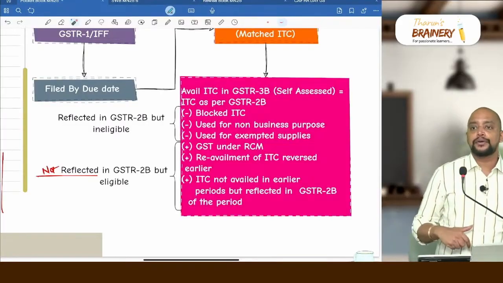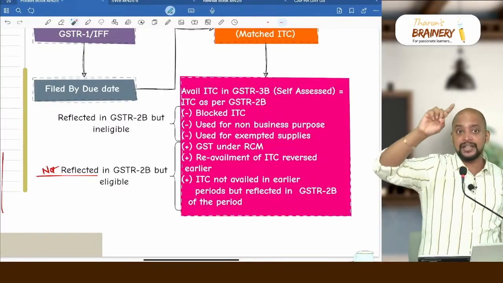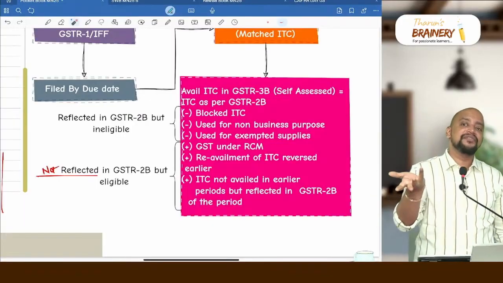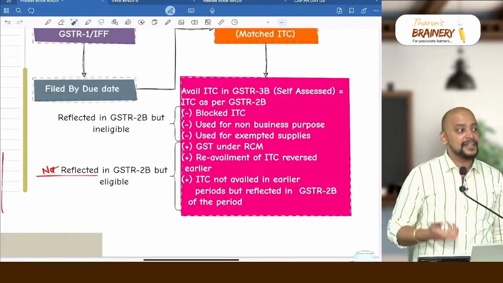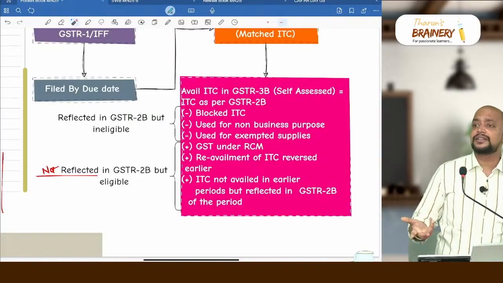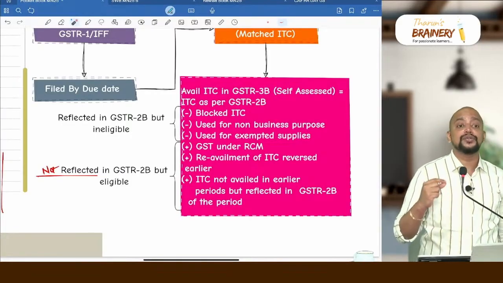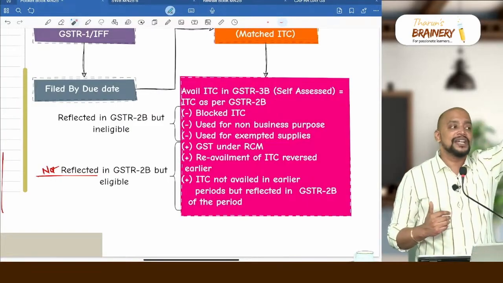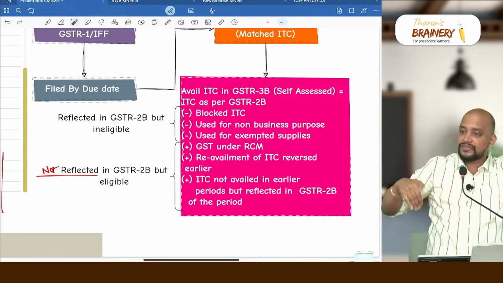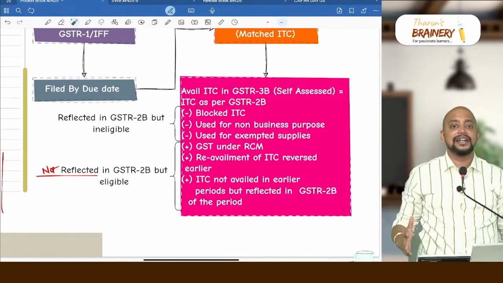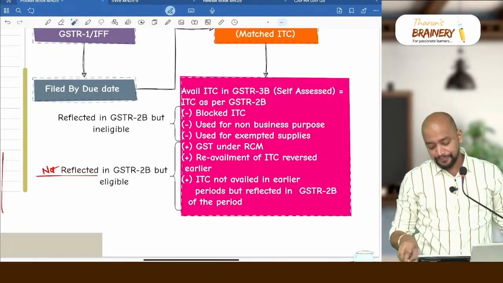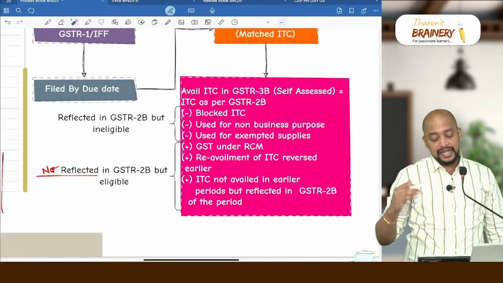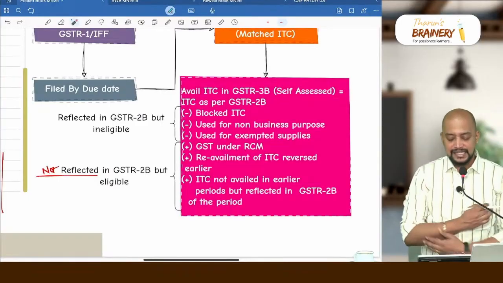Then the next one is about ITC pertaining to a particular month, not availed in that month, but we are availing now. Because we have not availed at the time, maybe we were of the opinion that we are not eligible for ITC, but now we are availing it, or there may be other reasons, like we can avail ITC only when the goods and services are actually received based on invoice. It came in 2B of the earlier month, not availed in that month, and now we are availing. Can we take that? Yes, we can definitely take that, but it may not come in this month's 2B. So these are the three things. Even though it is not reflected in this month's 2B, we can avail the ITC. This is known as self-assessed ITC.